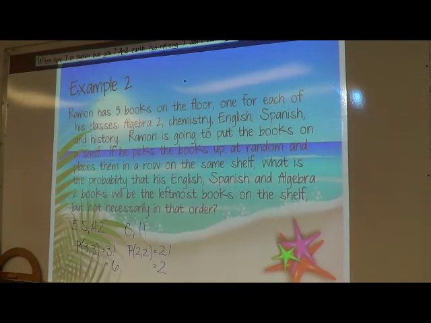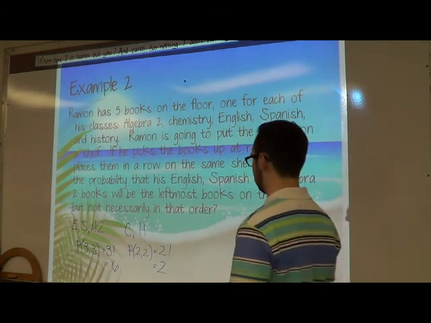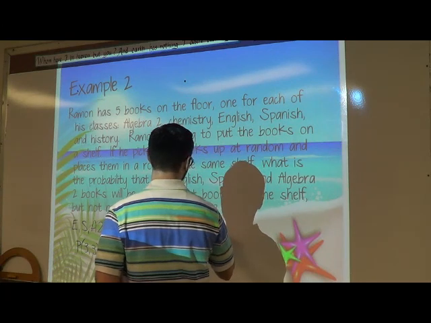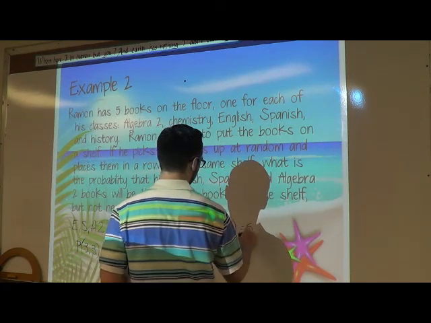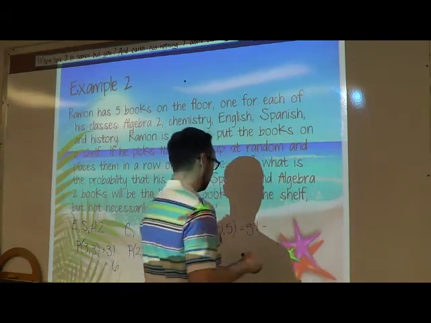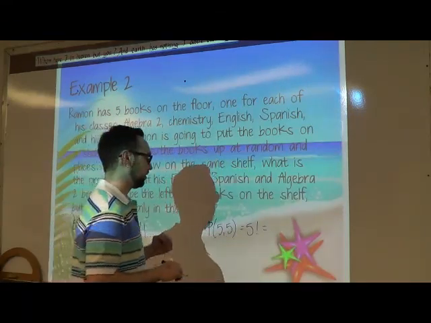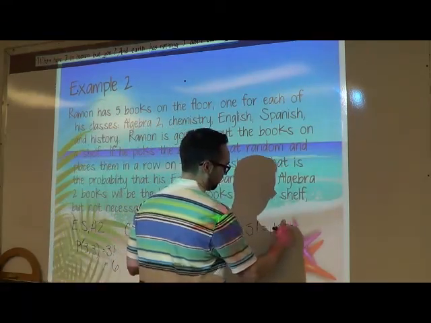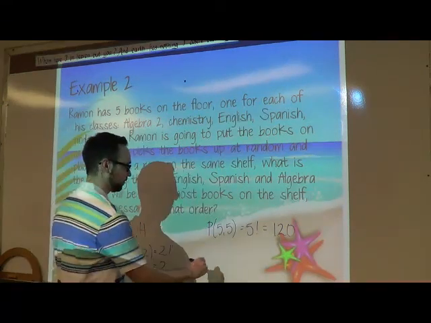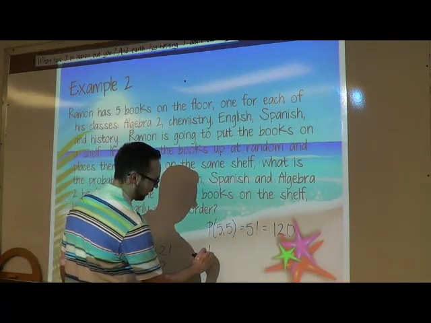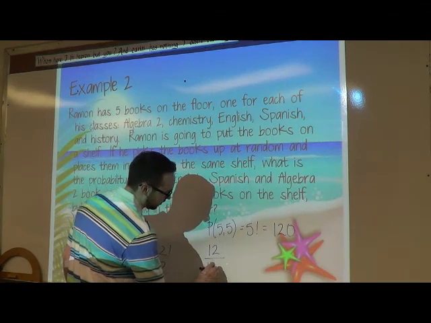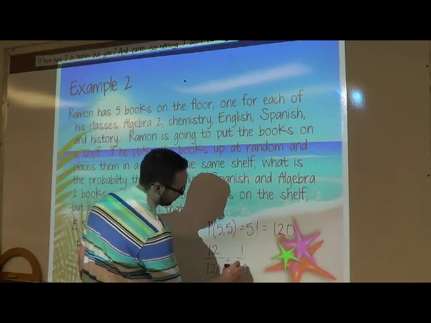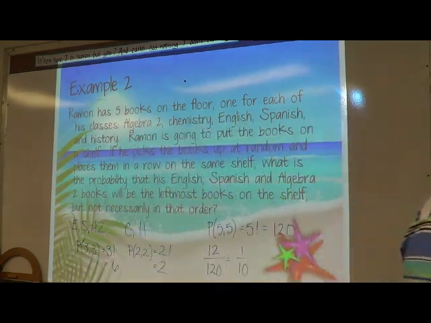And then beyond that, our total number of books is just the permutation, because again, order matters here, of 5 choosing 5, which is 5 factorial. 5 times 4 is 20, times 3 is 60, times 2 is 120 different ways. The numerator is 6 times 2, which is 12. So then our total probability here would be 12 out of 120, which would then be 1/10 or a 10% chance of him putting them in that particular order.